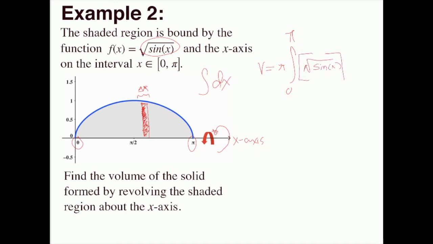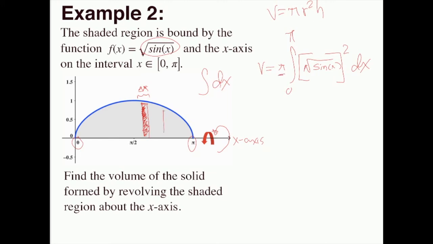We have to square our function and then dx. So remember, this is derived from the volume of a cylinder, which is pi r squared h. The pi is a constant. We have that. The r squared, the radius.